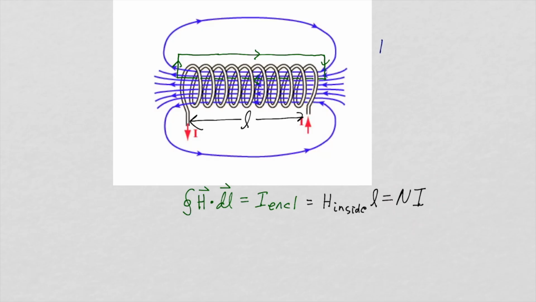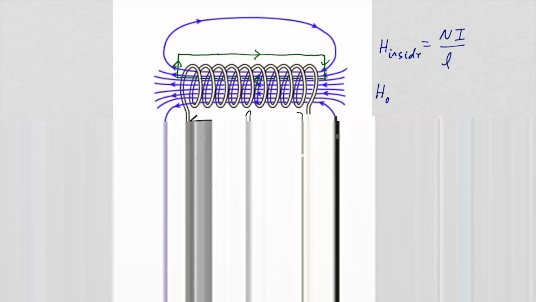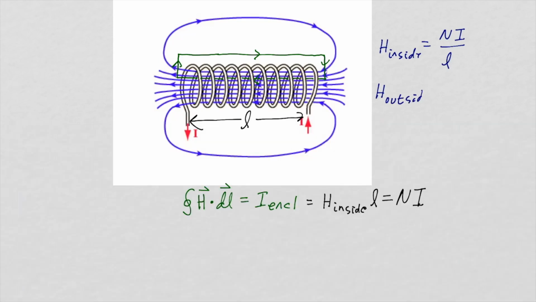So inside the coil, the magnetic field intensity is the number of turns times the current that's flowing in the coil divided by the length, and the magnetic field intensity outside is very weak, except, as we mentioned, very near the opening, so we'll just consider it as 0. So the strength of the magnetic field intensity will scale with the number of turns per unit length for the coil.